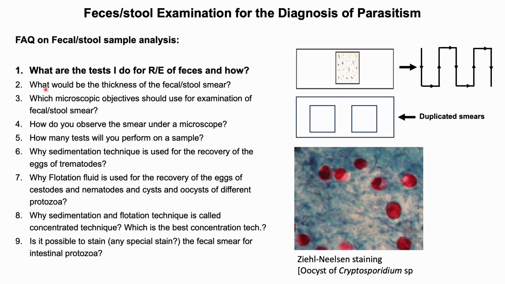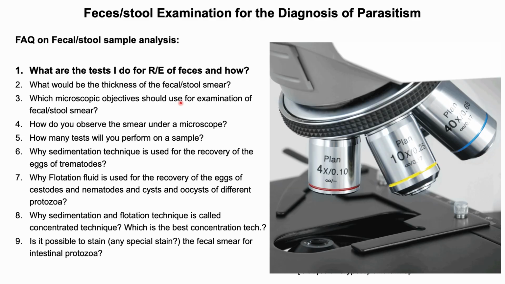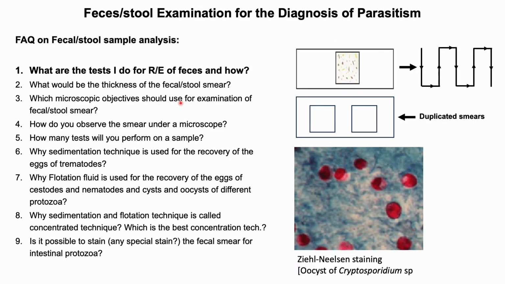The third question is, which microscopic objective should be used for examination of a fecal or stool smear? Set the smear at 4x objective first, move to 10x and scan the smear. If you find an egg, trophozoite, cyst, oocyst, or suspect anything similar to the stages of a parasite, then move to 40x for further confirmation. The 100x objective is not usually used for fecal or stool smears, but if you have previously prepared permanent slides, then you may use it with oil immersion.